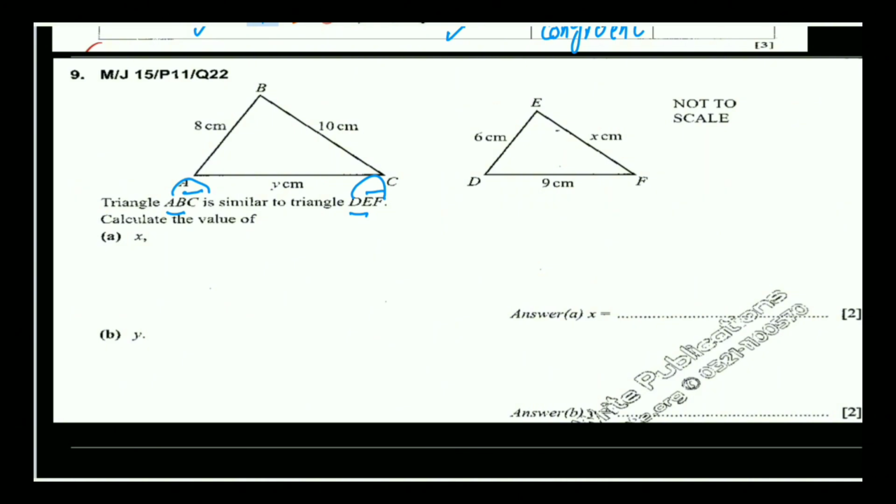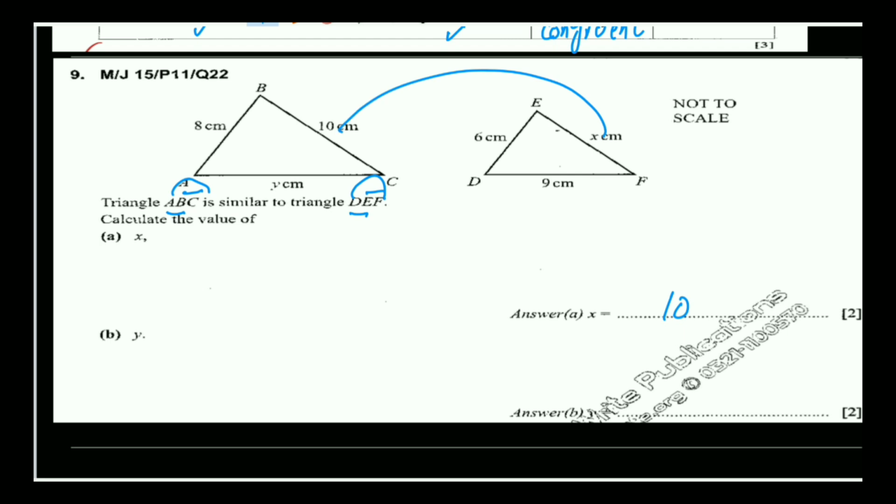So here calculate the value of x. This is x, EF is x. So EF are the last two names of this triangle. The last two names of the other triangle are BC, which is given to you. You can see BC. So EF will be corresponding to BC. So it means x is 10. X is 10 because these two sides are corresponding.